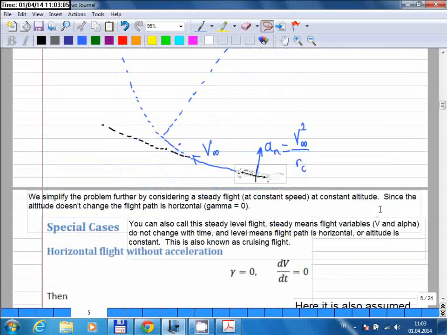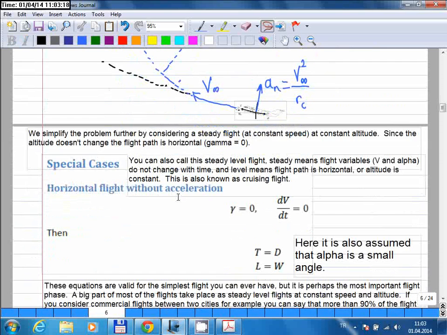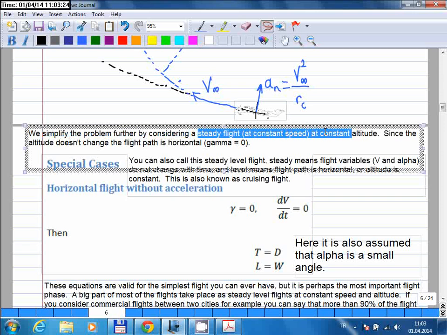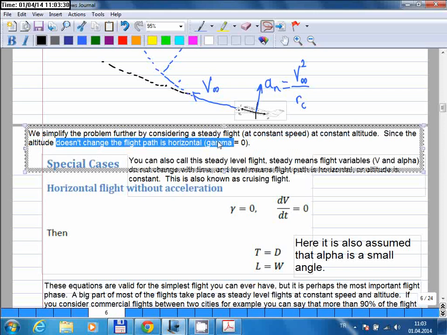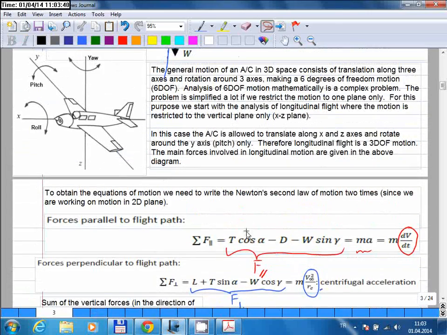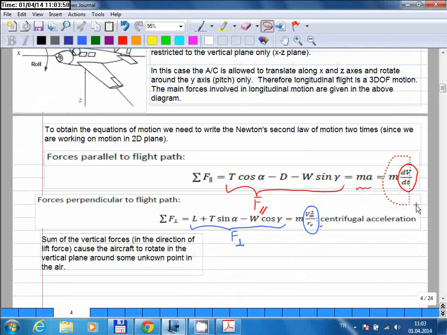Okay, so now we obtained the general equations for the longitudinal flight. Now let's take a look at a simplified or a special case of this longitudinal flight. We simplify the problem further by considering a steady flight at constant speed at constant altitude. Since the altitude doesn't change, the flight path is horizontal, so gamma should be zero. So this is the steady level flight condition. So we go from the most general longitudinal flight to a special case where the accelerations are zero.